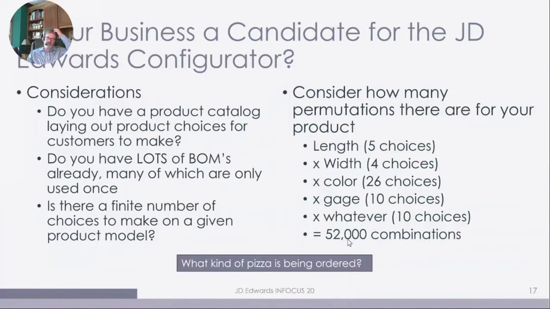So you can see that, Medeco had like 25 different product lines, and they had 500,000 combinations per product line. You never want to create all those bills of material, but the configurator can do them on the fly consistently. It's like, what kind of pizza is being ordered. You're not making pizza, I'm sure, but if you're making something with a finite number of choices, you might be a good candidate for the configurator.